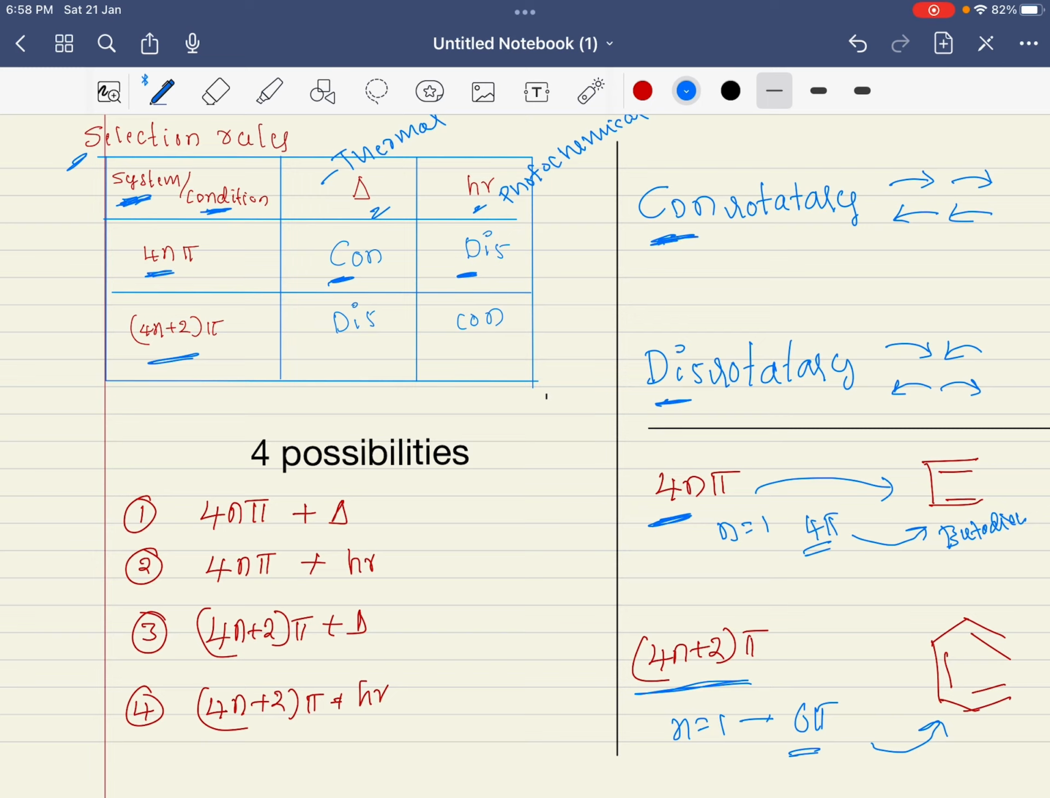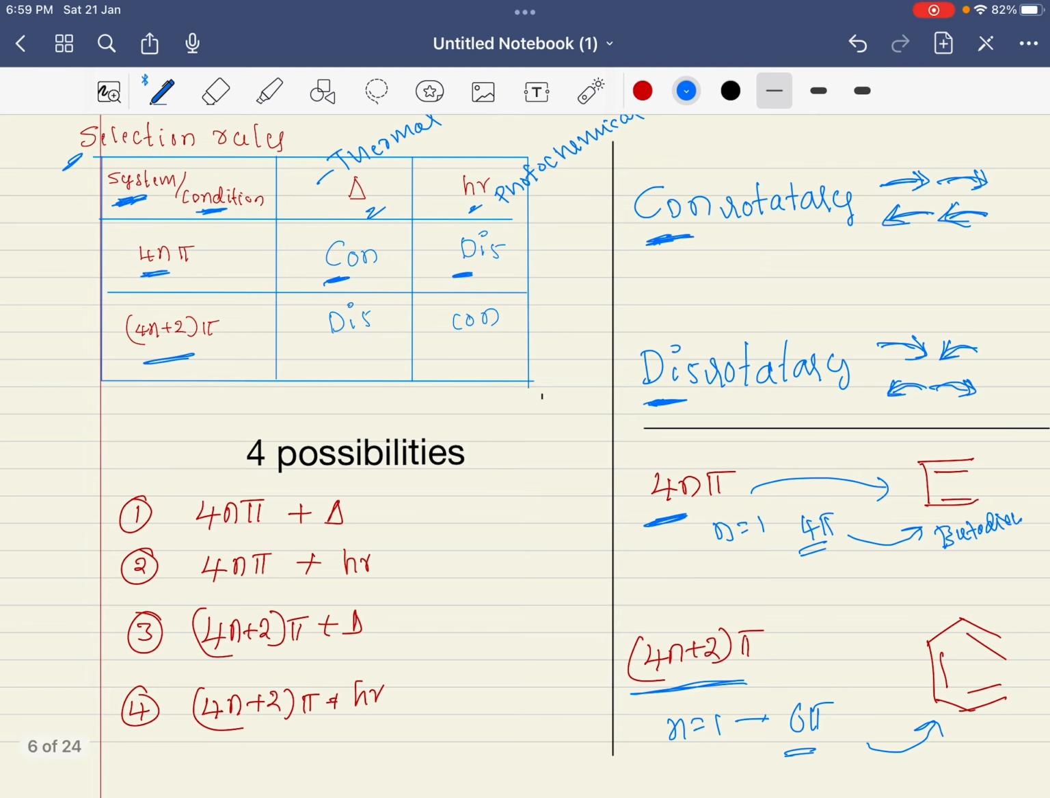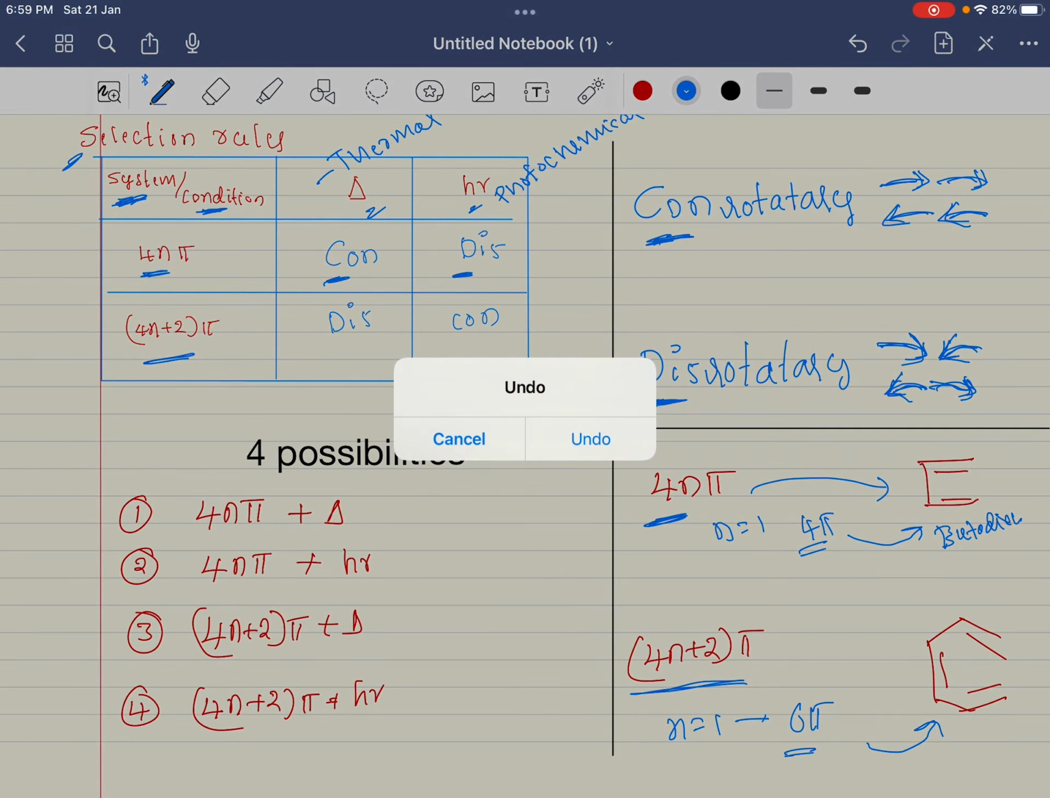Conrotation means moving the groups in one direction, either this direction or this direction. Disrotation means moving the groups both inside or both outside. Remember this thing, moving both inside or moving both outside. This is disrotatory. So with this knowledge, we'll see the possibilities here.